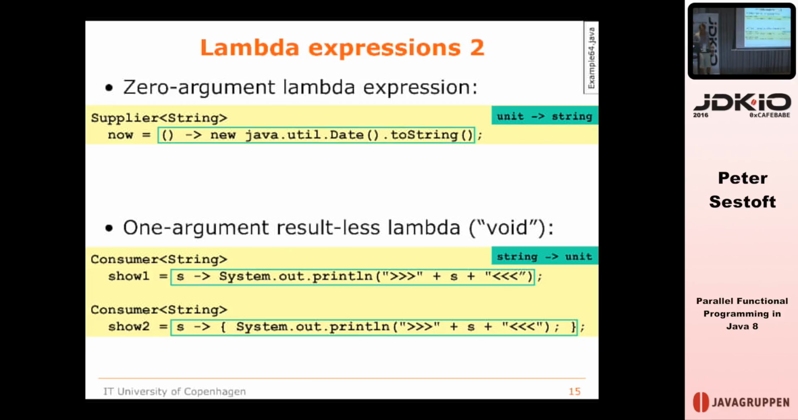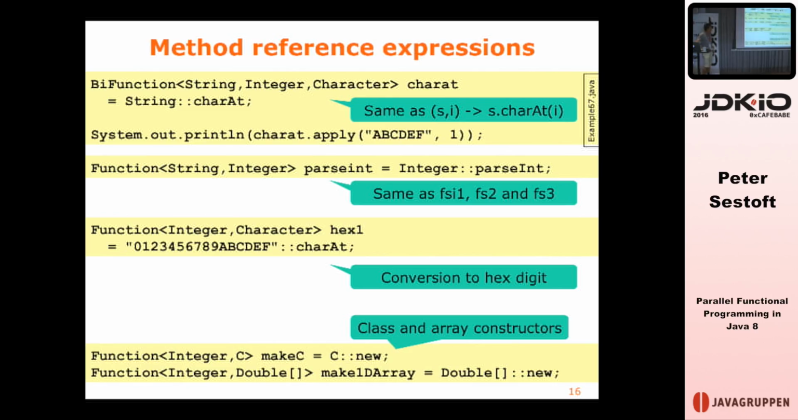So let's skip this. Lambda expressions are one way to write function-valued expressions. Another one is to use method reference expressions. We already saw them before, but String::charAt is the charAt method from the String class. That's an instance method, and therefore this is actually a two-argument function. It takes a string, which is the instance, and the index i, and returns the character at that point. So you could write it as a lambda as well. And similarly for integer parsing and so on.